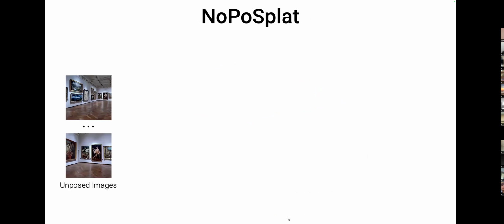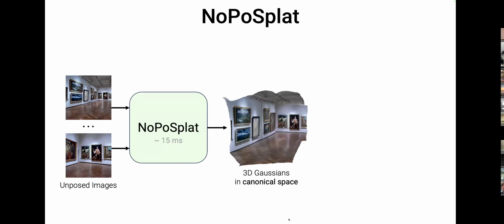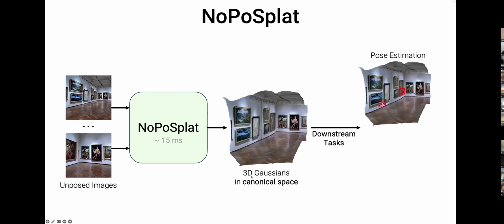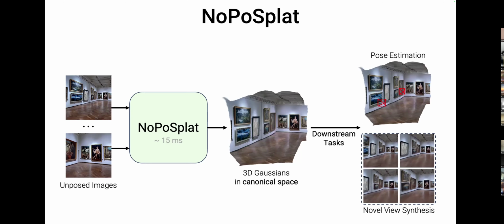So NoPoSplat is really simple. It's nothing else but the following. I'll just give a high-level overview first. Given the unposed images, you pass them through this network, and then you can directly output the 3D Gaussians in the canonical space. Once you have these Gaussians, you can use them for downstream tasks: because you already have the Gaussians, you can estimate the camera poses for the input views, and you can also do novel view synthesis.